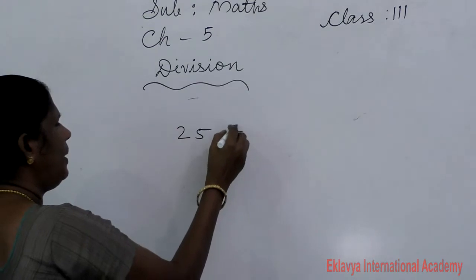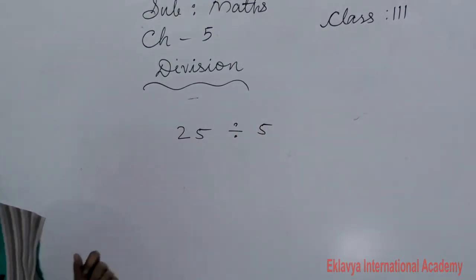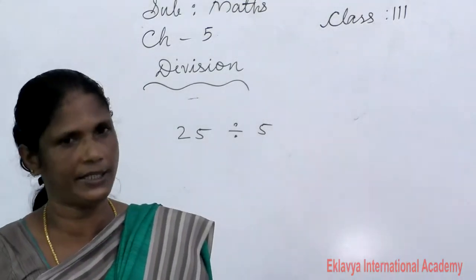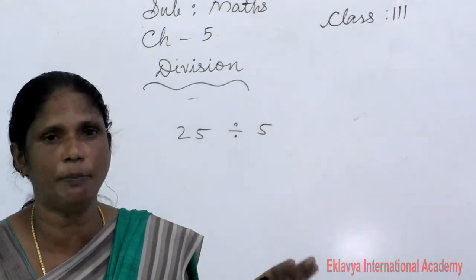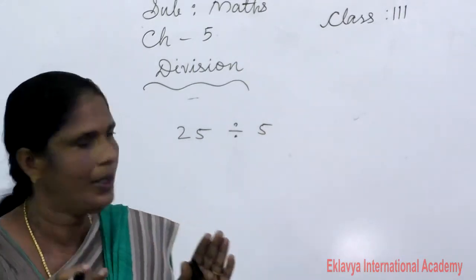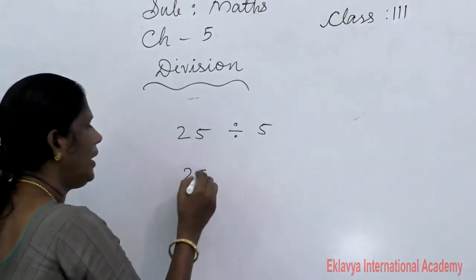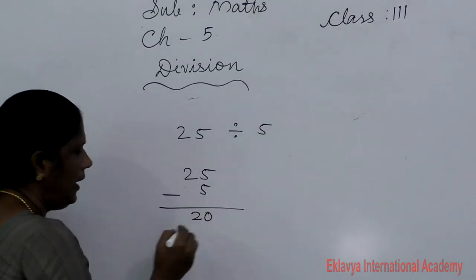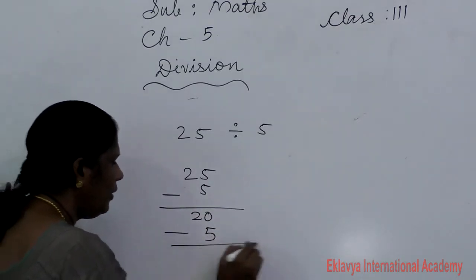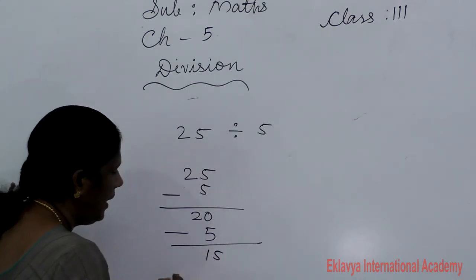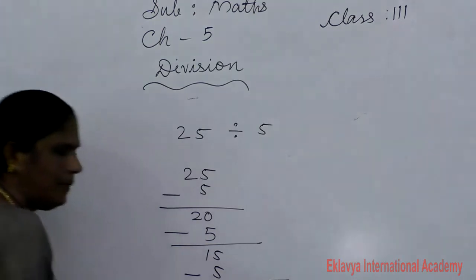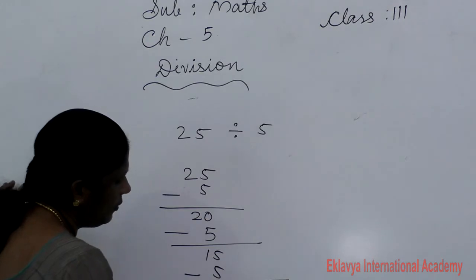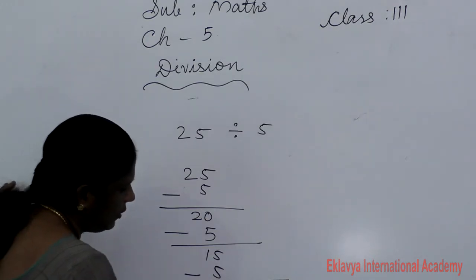25 divided by 5. How to divide this number by repeated subtraction? Again and again we subtract. Subtraction means ghatna. Okay, listen. 25 minus 5, you get 20. Again minus 5, you get 15. Again subtract 5, you get 10. Again subtract, you get 5. Again subtract, you get 0.